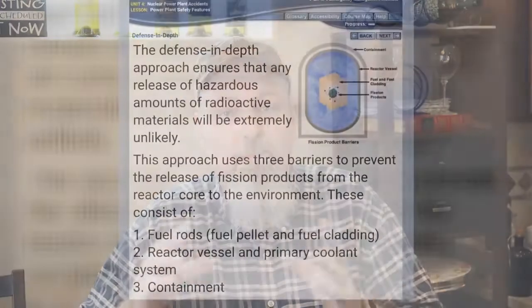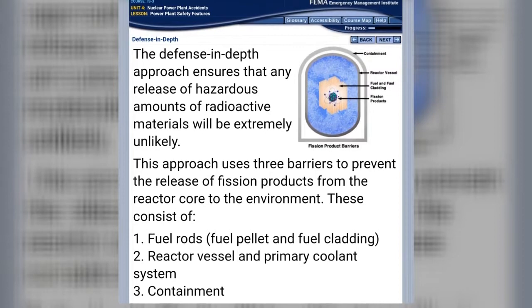Now later on in module 2 or 3, we talked about emergency classification levels. And in those emergency classification levels, they lump some of those together and they only consider 3. So let's talk about the 6 fission product barriers. We have the fuel pellet. That's where it all starts. That's where the uranium's at.